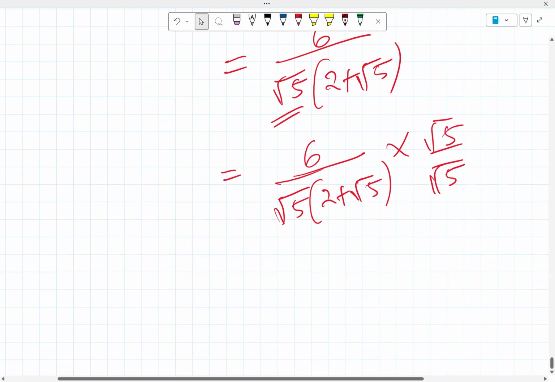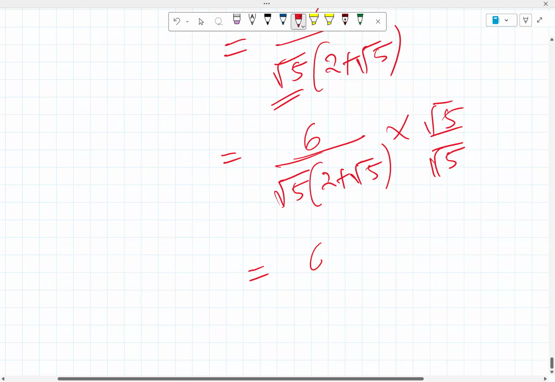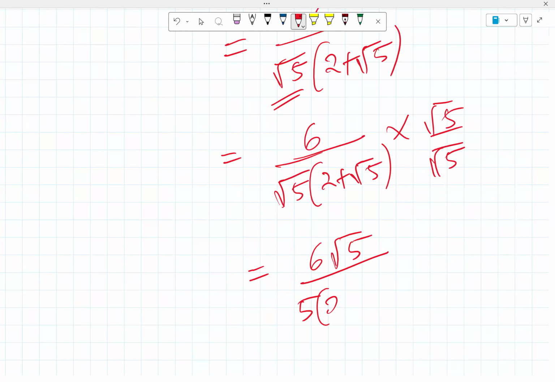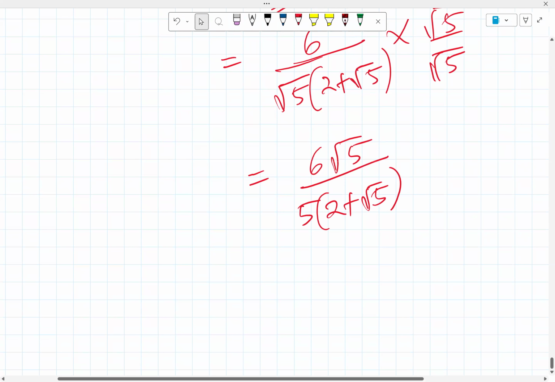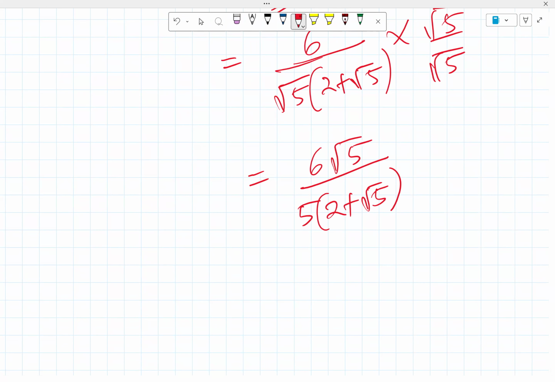Okay, so that will be 6 times 5 root 5, that's 6 root 5 all over root 5 times root 5, that's 5 into 2 plus root 5. So yeah, 2 plus root 5 like this. So we can then multiply by this 2 plus root 5 now, you know, the conjugate, because it is a binomial expression.